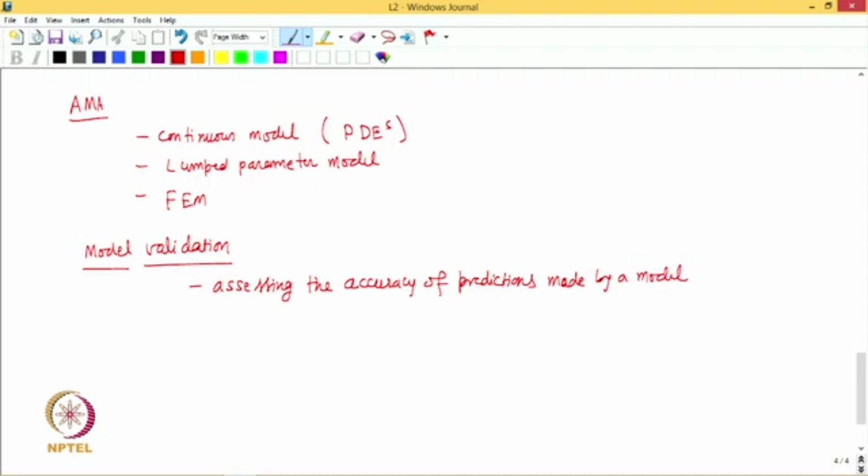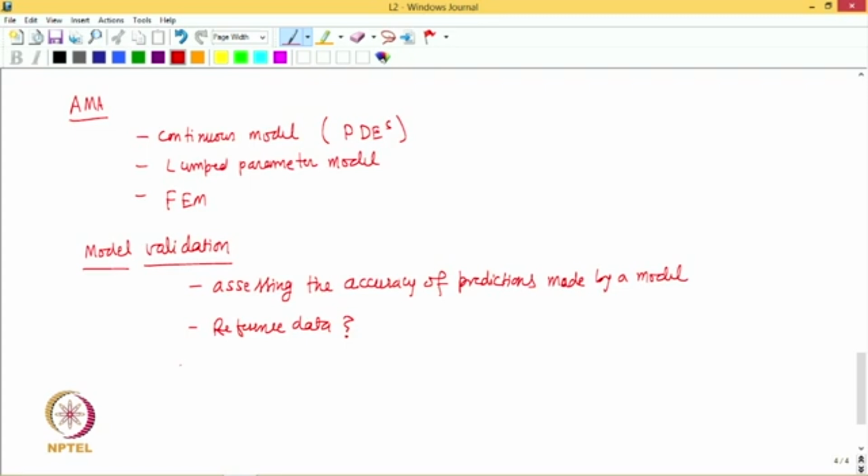Now to assess the accuracy, we require reference data against which we can compare the results of the model, and that reference data must be accurate. Experimental modal analysis can be used to obtain accurate modal characteristics of the structure, and these estimates can be used as reference data for validation of the models, whether it is a lumped parameter model or a finite element model.